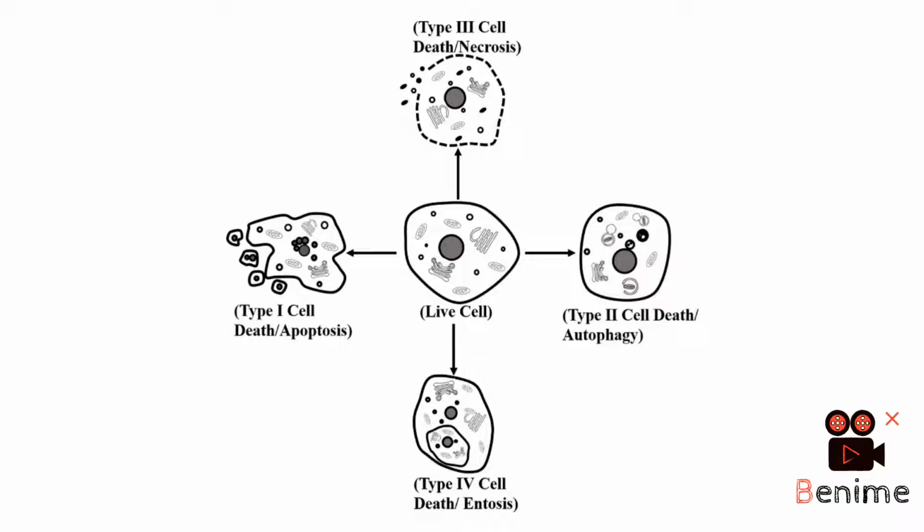So, morphotypes have historically been employed to classify cell death into three forms, that is type 1 cell death, type 2 cell death and type 3 cell death.